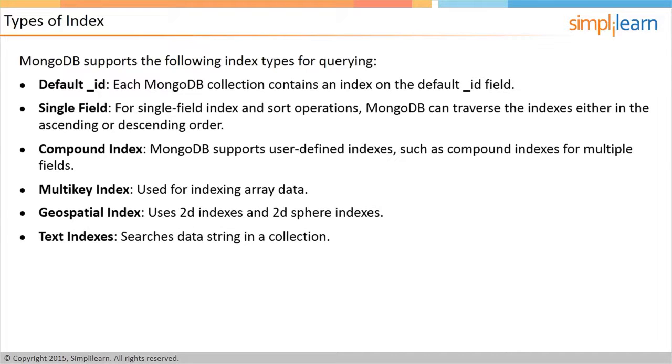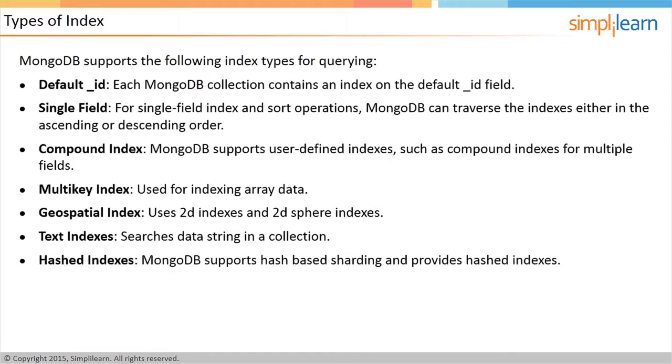Text indexes. These indexes in MongoDB search data strings in a collection. Hashed indexes. MongoDB supports hash-based sharding and provides hashed indexes. These indexes the hashes of the field value. We will discuss the index types in detail later in the lesson. In the next screen, we will discuss the index properties.